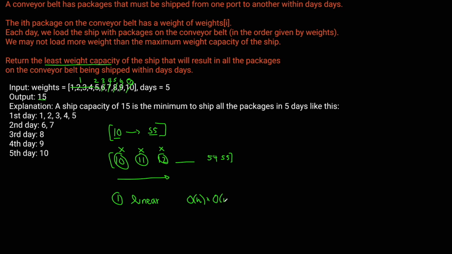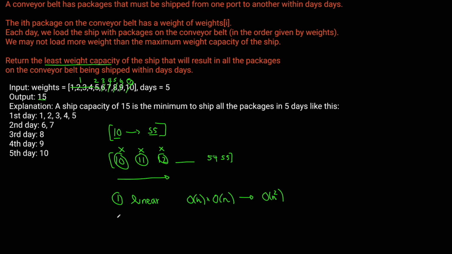We'll just assume that function takes O of n time to sum up whether or not we can do it, right? Because we have to check all the days, so we'll just be going from left to right of the actual weights here. So this would be an O of n squared solution. Okay, but like I said, this is the first solution, and it's the linear solution.